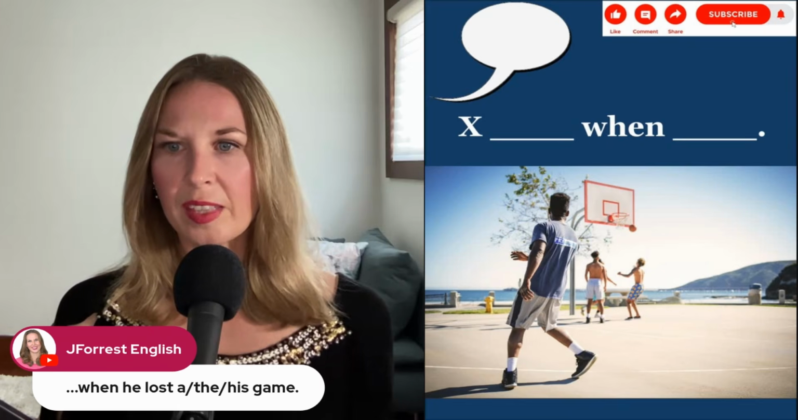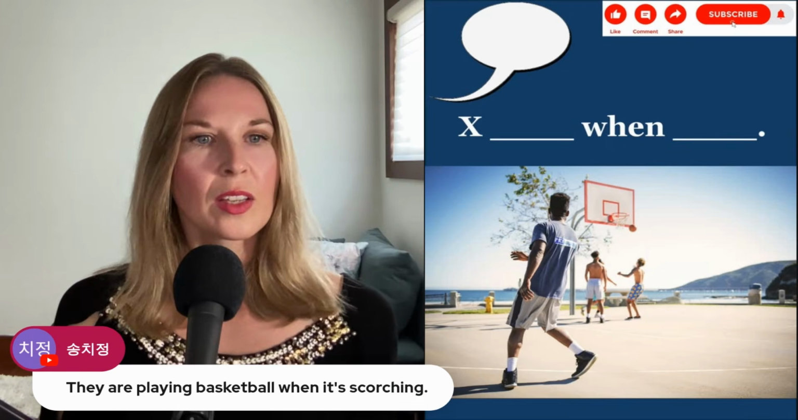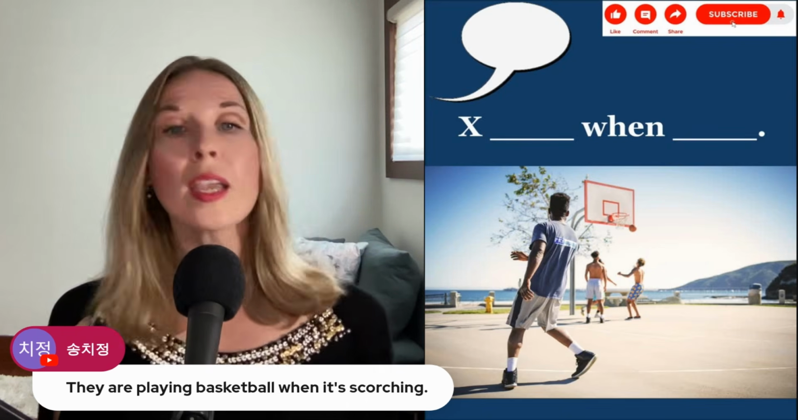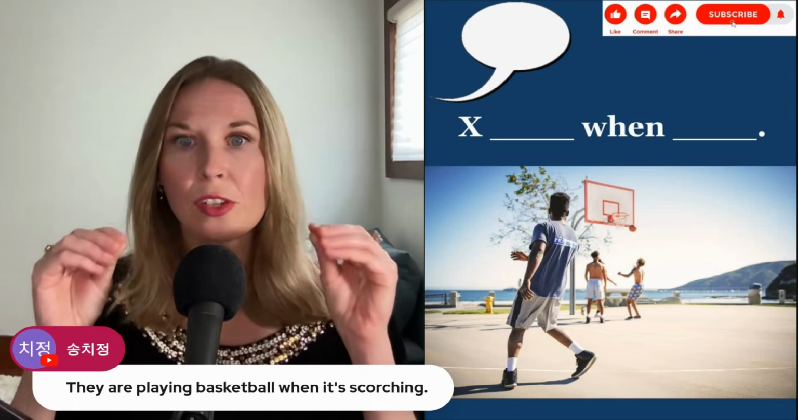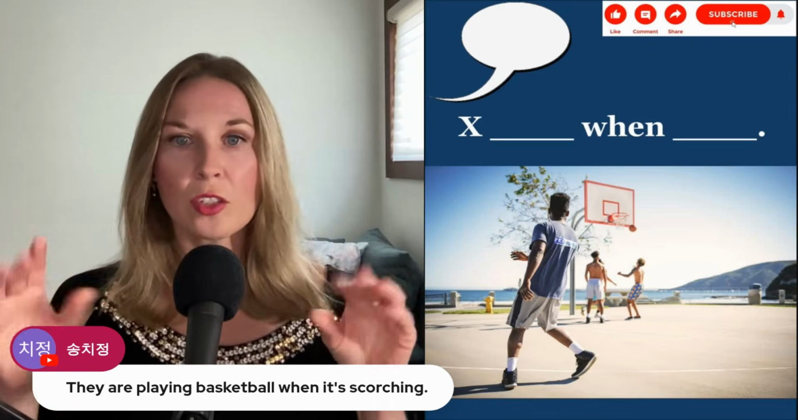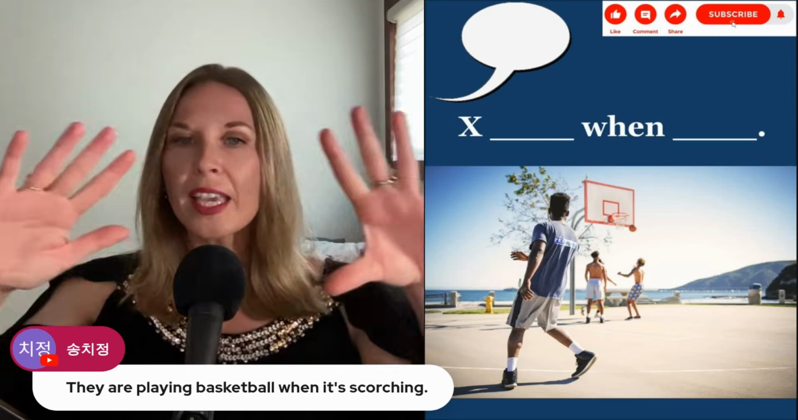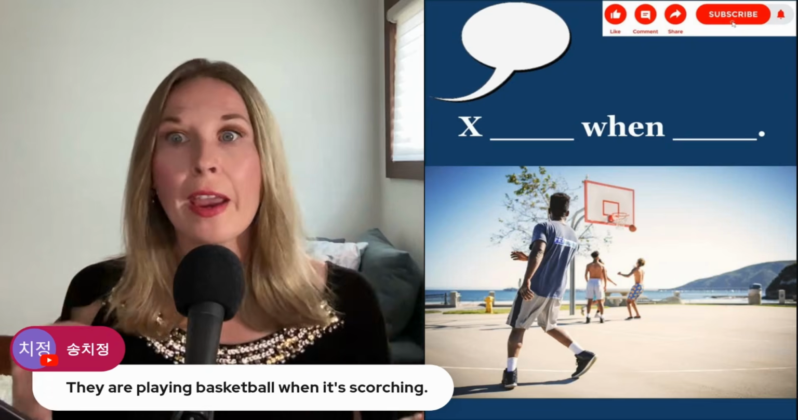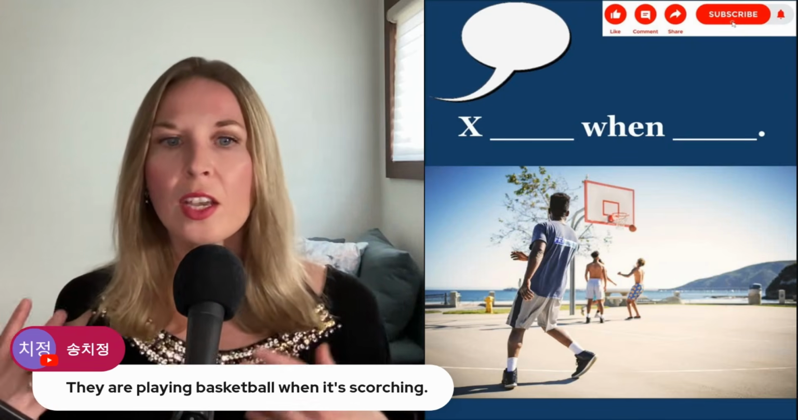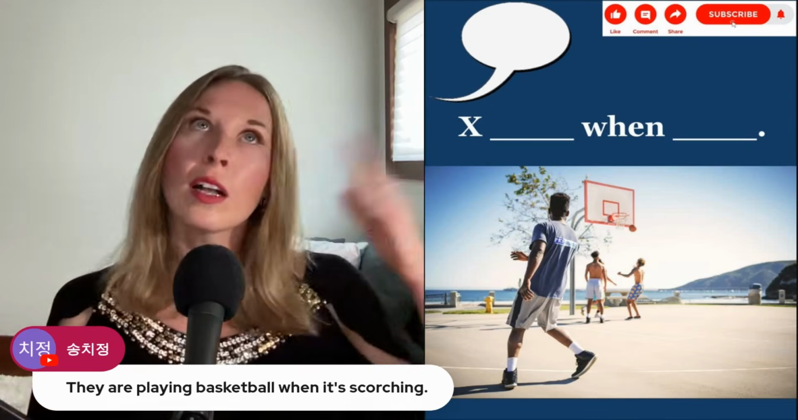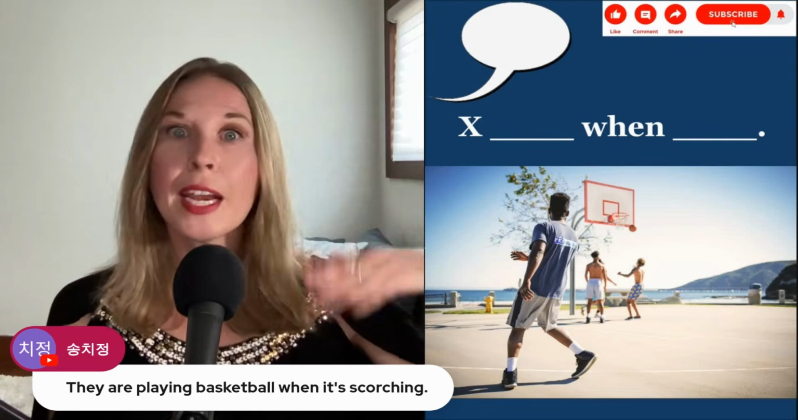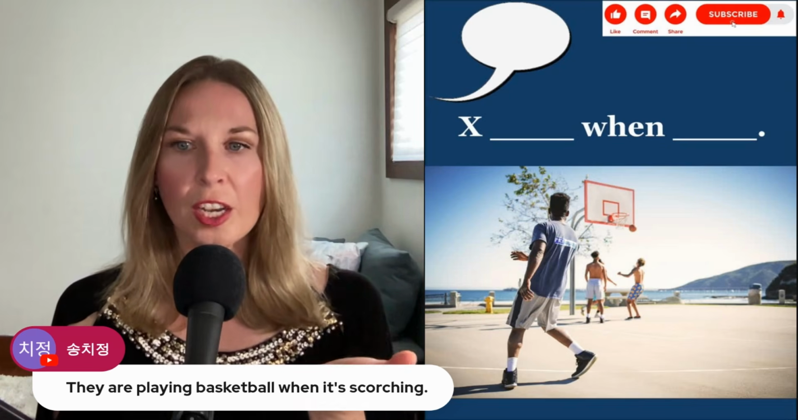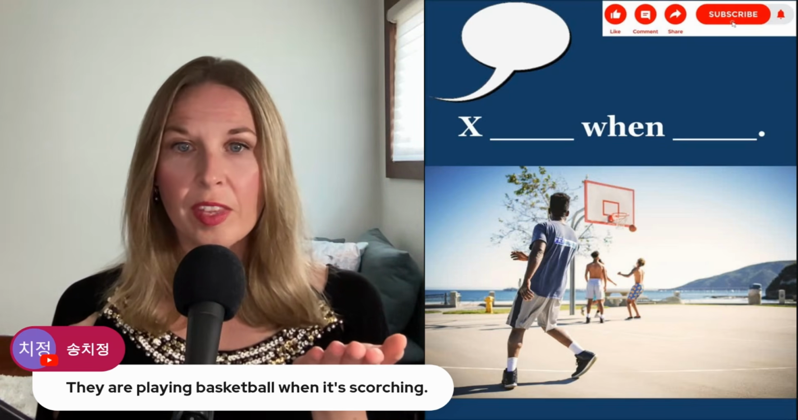Okay. Let's see. They are playing basketball when it's scorching. Okay, nice attempt. I like how you use it's scorching. Excellent job looking at the scenery and imagining what the weather is. So, scorching means very hot. To be scorching. Oh, it's scorching in here. It's very hot in here. And notice that pronunciation: scorching. Repeat after me: scorching, scorching.